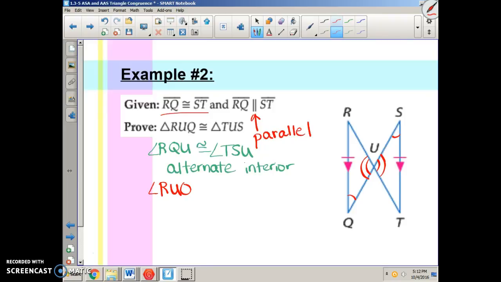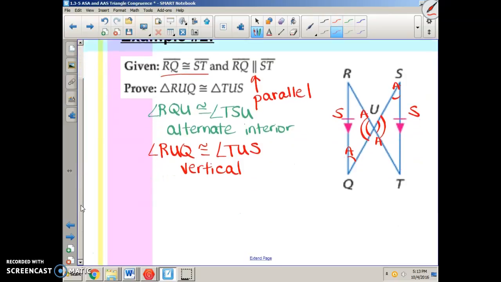So RUQ is congruent to TUS, and I have to say why. I cannot just state things whatever I want. I gotta actually say the reason. So you gotta say that they're vertical angles and that they're congruent. Okay? So now I have angle, angle, side, and I have angle, angle, side.